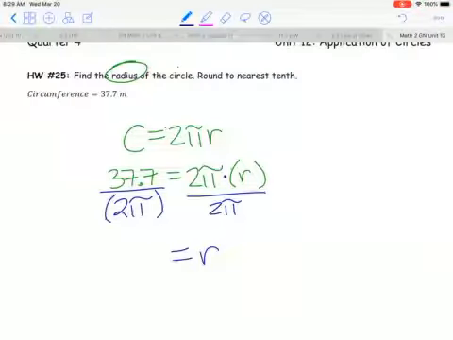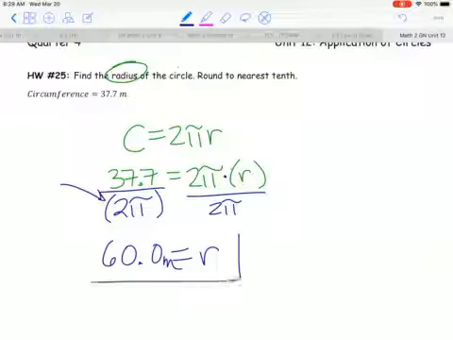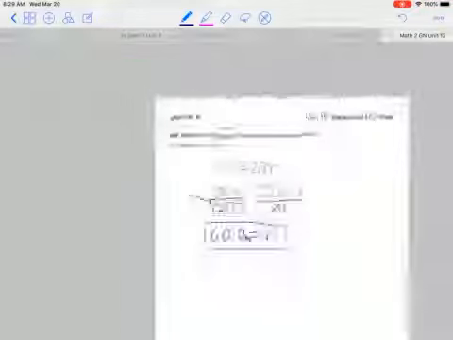So we get 37.7 divided by parentheses 2 pi, and we get 60.0 meters. Because again, radius is a length, so it's just our regular units. And that's it for 12.1.